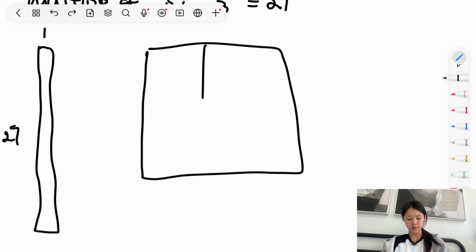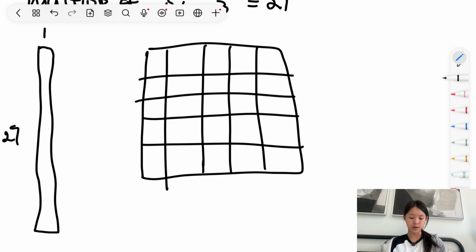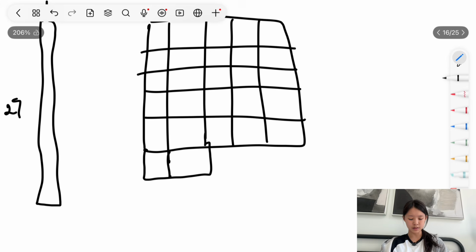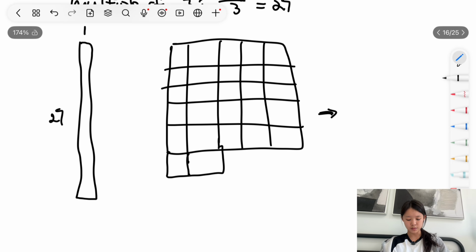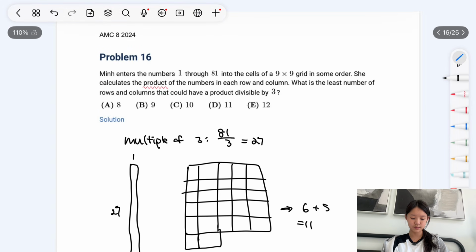So then we can first draw this out. So there you have 5 rows and 5 columns now, but you have 2 extra numbers, so you would just fit them on this side. So you would get 6 rows and then 5 columns, which comes down to the final answer of 11. So the answer is D, 11.